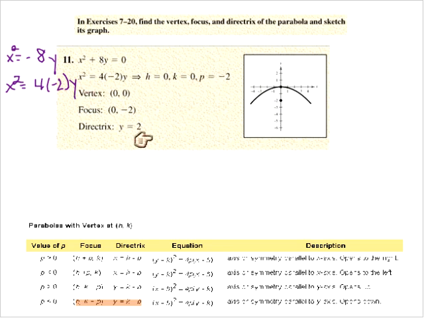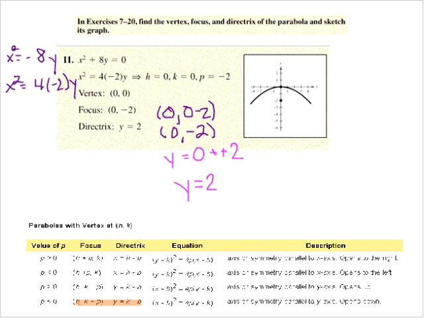And then we know that p is negative 2. So to find the focus, we use h comma k plus p. If h is 0, k is 0, and p is negative 2, that gives us the point 0, negative 2 for the focus. And the directrix is just y equals k, which we know is 0, minus p. And we know that p was negative 2. So here we actually have y equals a positive 2 for the directrix.